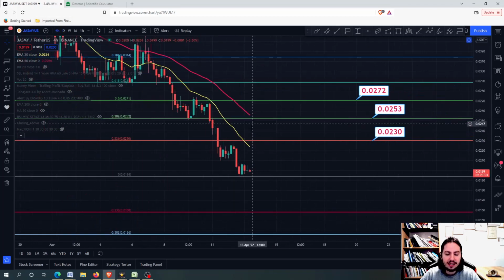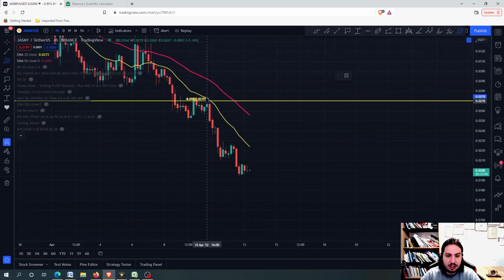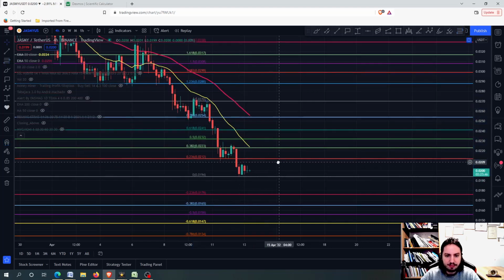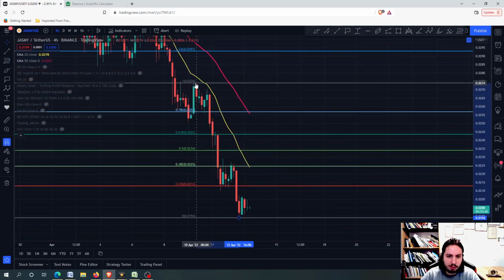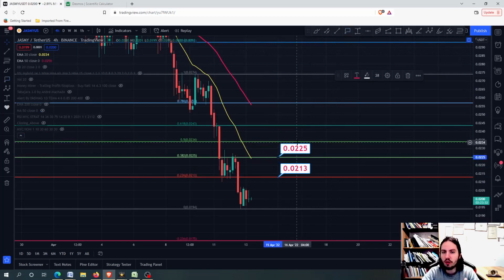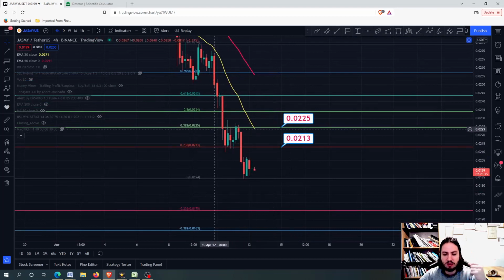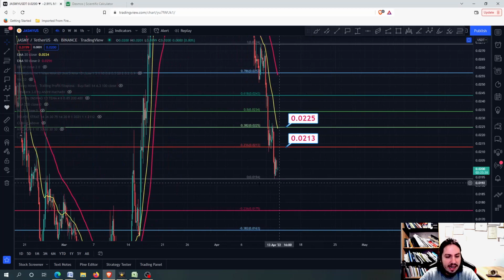If we go back into the 4-hour frame, then I would draw the Fibonacci retracement from this top right here down to this bottom. And you can see that we have some important resistance levels. Actually, not from this top, sorry, from this top to this bottom right here. Okay, and we have the 0.0213, and of course we have the 0.0225. This is more for the short term. Okay, these targets are more for the next few hours. I believe that we are going to have a little bit of buying pressure in the next few hours, but first we might be having another lower low.